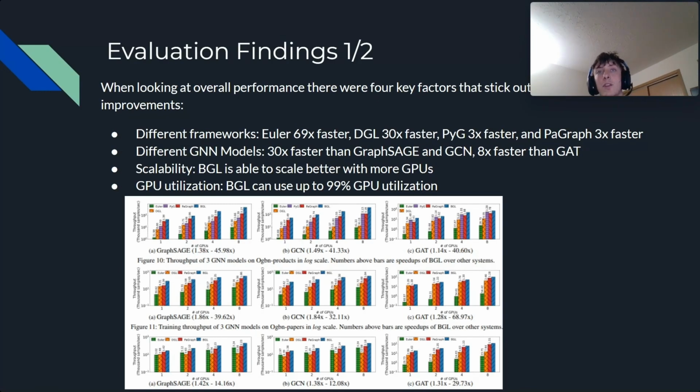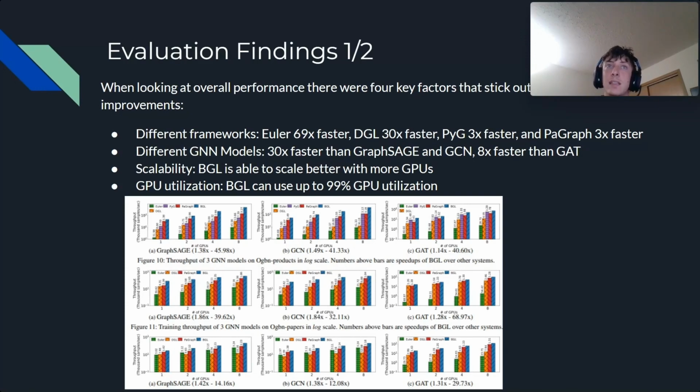When comparing different graph neural network models, BGL achieved higher performance than any of them. It was up to 30 times faster than GraphSage and GCN models. When up against GAT, BGL still has performance up to 8 times faster.